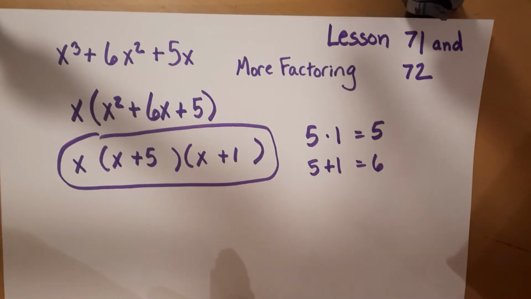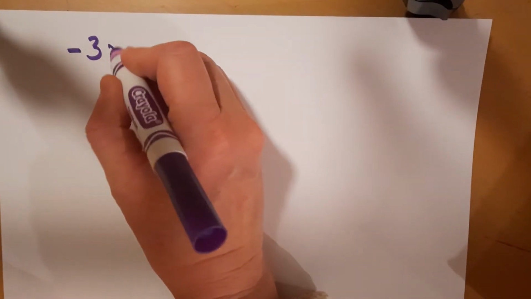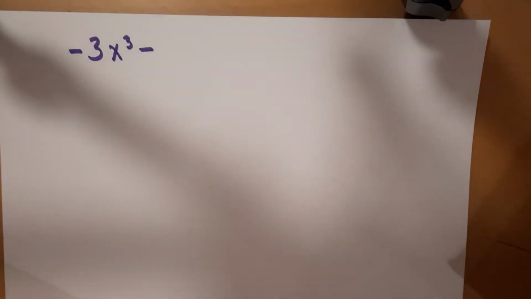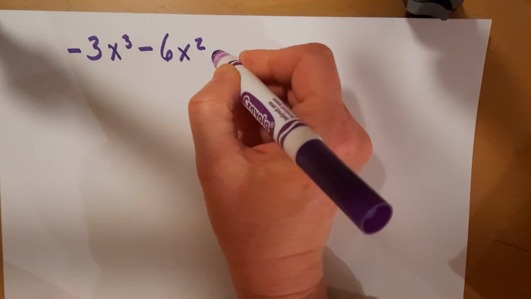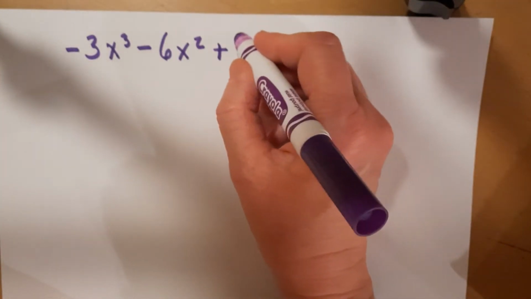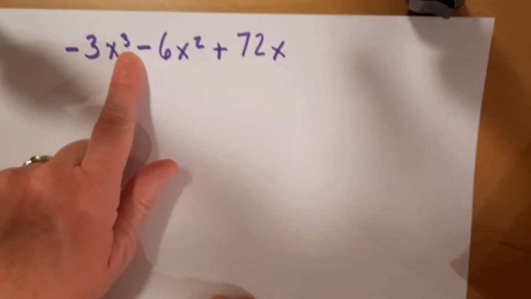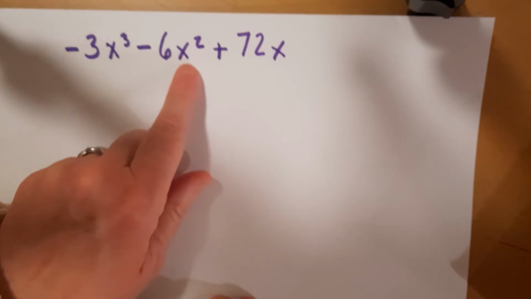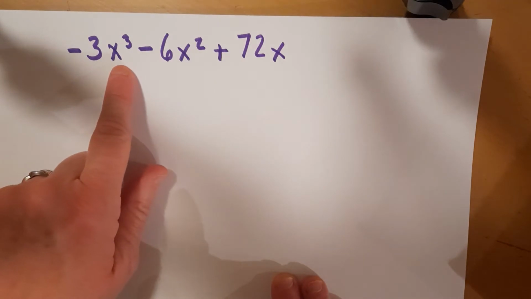Okay, there's another thing that comes up when you're factoring these trinomials. Something like this: negative 3x cubed minus 6x squared plus 72x. Not only do we notice that this x is cubed when we want it to be squared, and this x is squared when we want it to be just x, and this has an extra x. We notice those things right away. So we do need to factor out one of the x's.